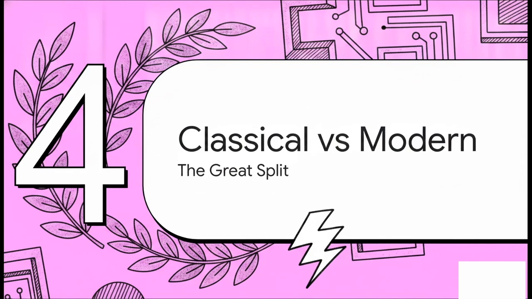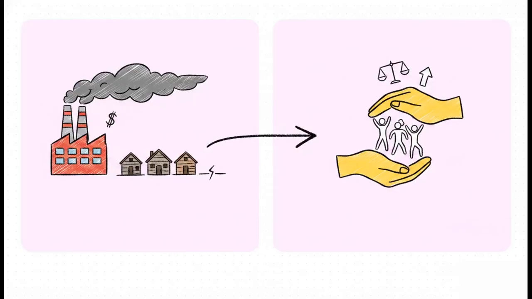Let's move on and see how this builds into Section 4, the culmination of our explainer, classical versus modern liberalism. To really grasp this great split, you've got to look at the historical context on the ground. Classical liberalism flourished during early 19th century industrialization, but as industrial capitalism created immense wealth for some, it also resulted in slums, deep poverty, and stark social inequality.